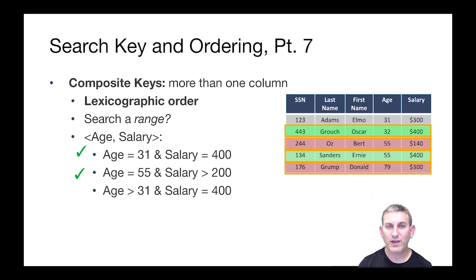Here's another query, age greater than 31 and salary equals 400. Well, let's look in the table. We can start by finding the first salary equals 400, which is Oscar the Grouch. And when we look at the next thing after that, it doesn't match anymore. So we should be done if we're doing a contiguous range search, but of course there's other places that could have salary equals 400 because we're ordered by age first and salary second. So intuitively, this doesn't match because we kind of have to bounce around in the index looking for matches on salary that are separated by potentially many tuples on age.